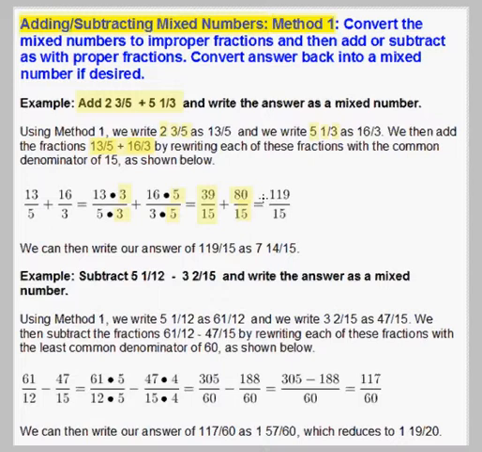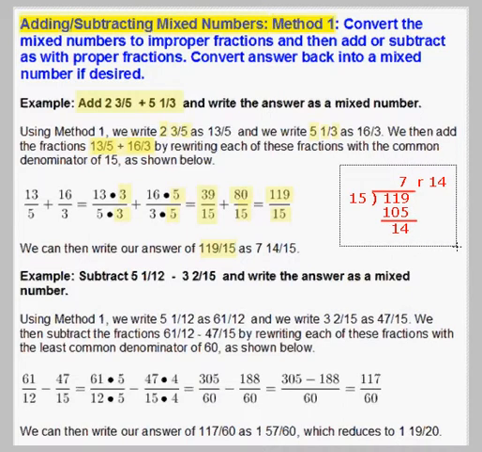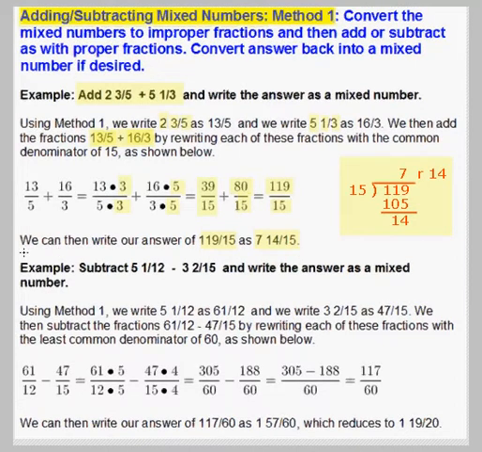We add 39 plus 80 in the numerator to make 119. We place that over our denominator of 15. Now 119/15 is the same as 7 14/15. We get this by dividing 119 by 15. And here's the division. 119 divided by 15. We see we get 7 with the remainder 14. So our mixed number is 7 14/15.